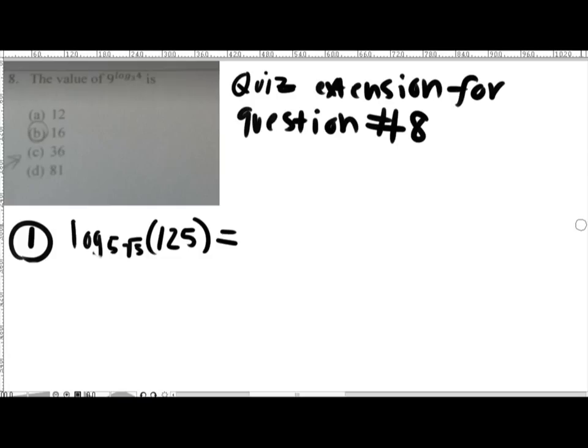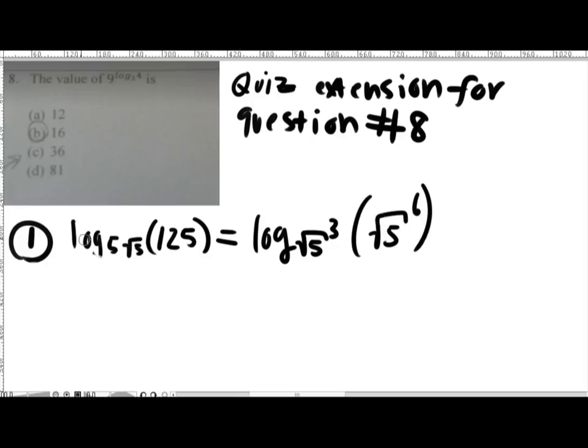And this, we know that 5 radical 5 and 125 is a certain power of radical 5. So we see here that 5 radical 5 is just radical 5 to the power of 3, and 125 is also similar. It's radical 5 to the power of 6.